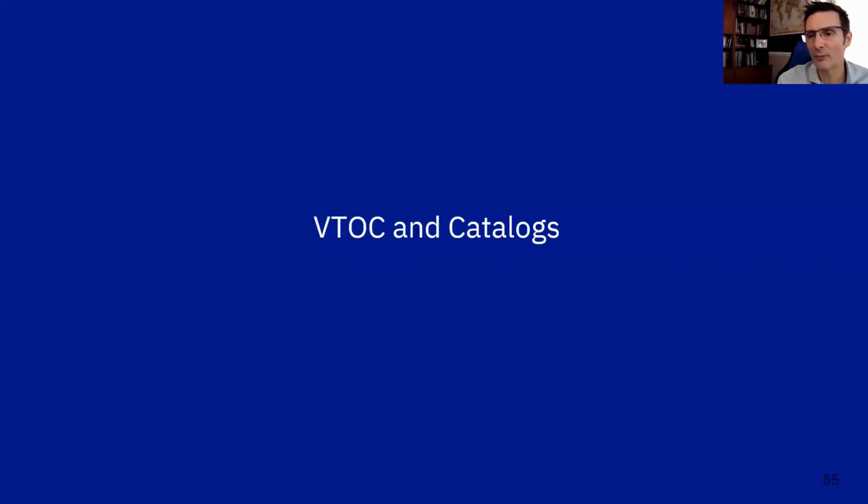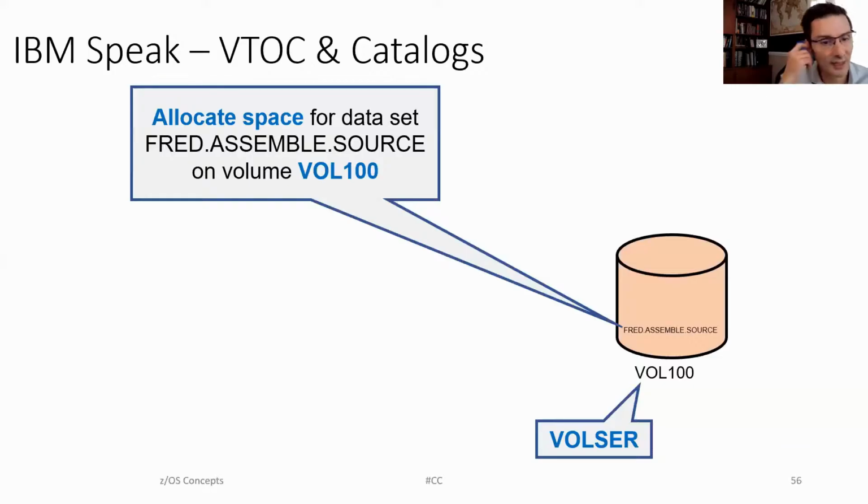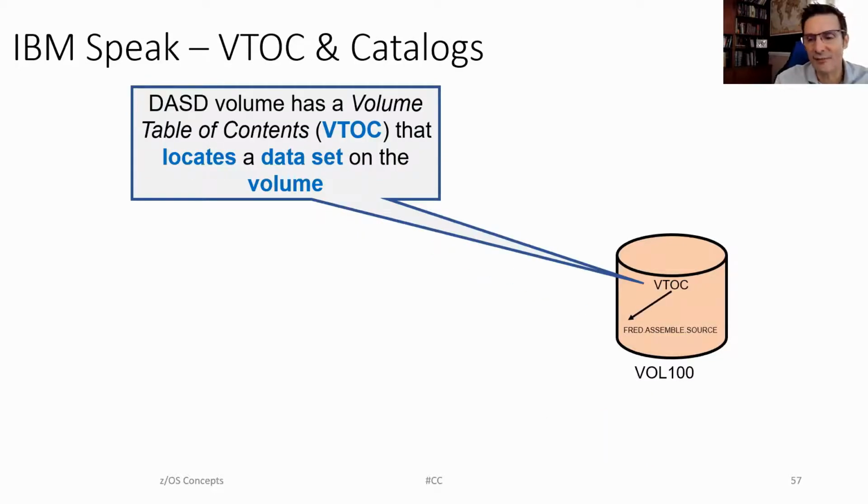Okay, let's talk a little more about when you write data sets and how you can find those data sets. So let's say I create a data set called fred.assemble.source, and I put that on a particular volume, and let's say we called the volume vol 100. So now this data set is on there. On that volume, there's something called a VTOC, the volume table of contents, and that volume table of contents allows you to find that particular data set. So when I go to that particular volume and I say, give me fred.assemble.source, it knows exactly where on the volume that data set is, and it'll give it to you. But that required that you knew the volume name.